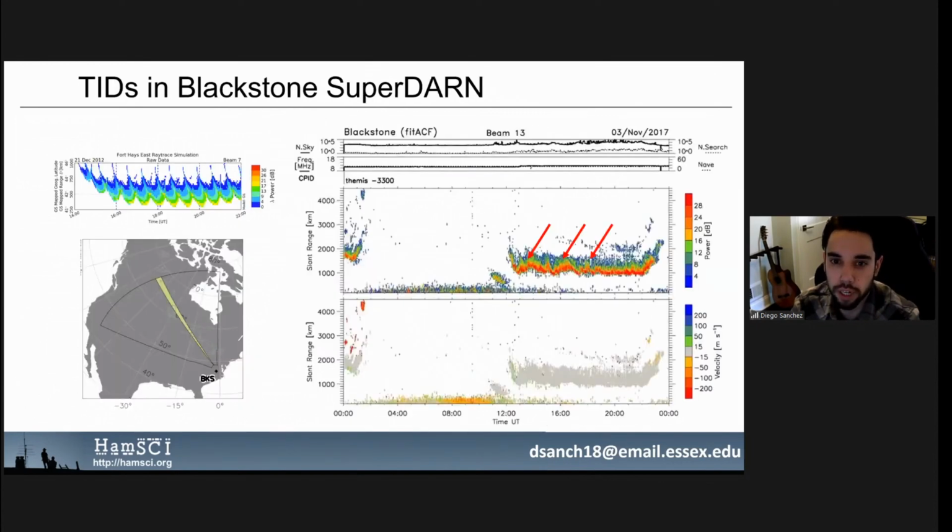And here we have TID observations using SuperDARN radars. SuperDARN is a radar network that consists of more than 30 low-power HF radars that look into Earth's upper atmosphere, beginning at mid-latitudes and extending into the polar regions. SuperDARN radars see TIDs as periodic fading in their propagation distance, as shown on the top left figure via ray trace simulation. The figure on the right shows SuperDARN beam 13 data from November 3rd, 2017 with a TID signature. And the bottom left figure shows the location of beam 13.